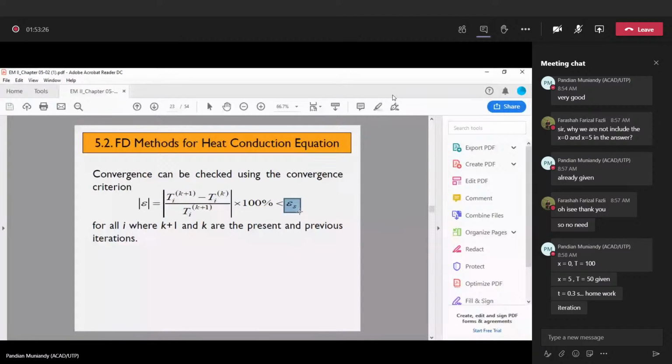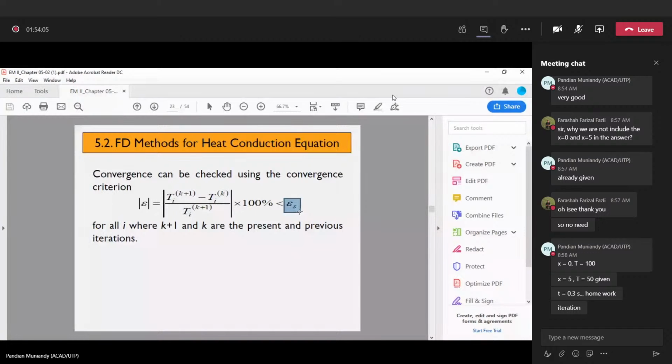But this epsilon s is the given value. So they want you to reach the convergence criteria, for example, less than 10%. In this case, the convergence we are talking about is the error. The error is less than 20%. Error analysis is very famous in statistics. But convergence is different. Convergence is very famous in numerical methods. Of course, statistics is very important because this error is also related to convergence, stability, and so on. That you have to explore by yourself.